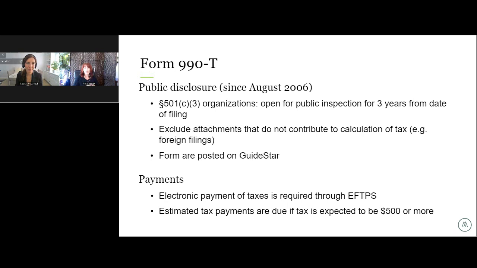And as a reminder, the 990T was added to the public disclosure requirements a couple of years ago, so you have to include the 990T with your public disclosure copy of your 990 or your PF, but you do not include all the foreign filings or anything else that doesn't contribute to the calculation of tax. So that's one of the reasons that we attach all those horrible 926s and 8865s to the 990T, because it's not open for public inspection there, but it is if you attach it to a 990.